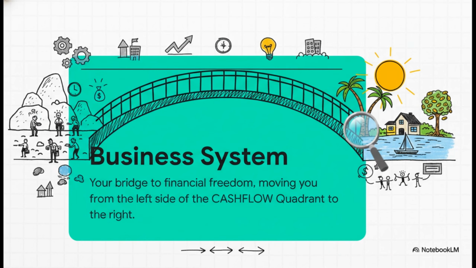I love this metaphor from the book. A business system isn't just a company, it's a bridge. It's the thing that gets you from one side of the river to the other. From the left side of the quadrant where you're an employee or you're self-employed, constantly trading your time for money, over to the right side where you're a business owner or an investor and your assets are the ones doing the work for you. It really is your bridge to financial freedom.